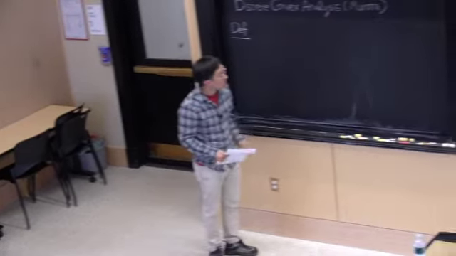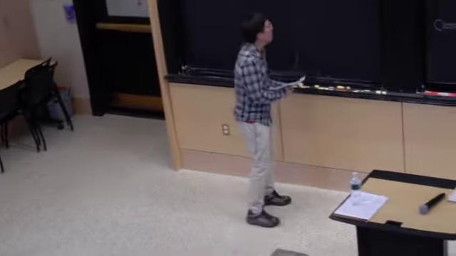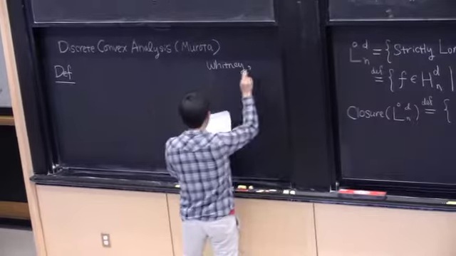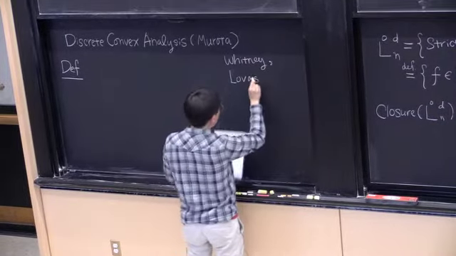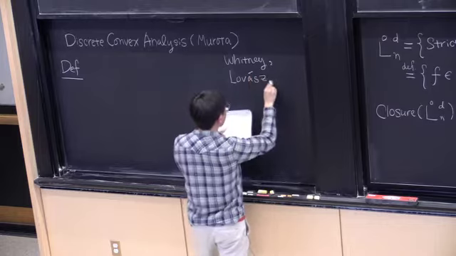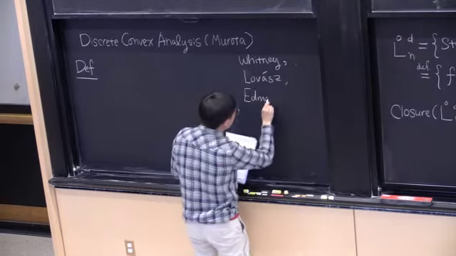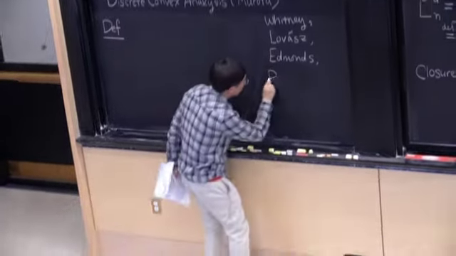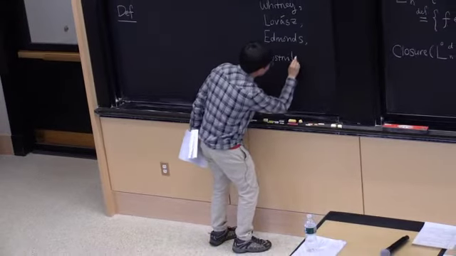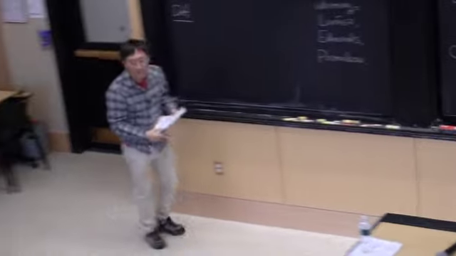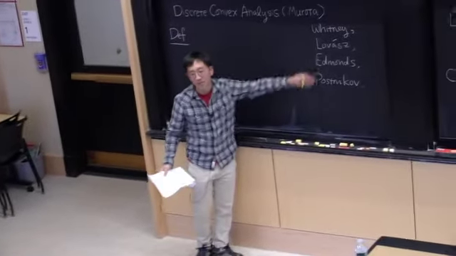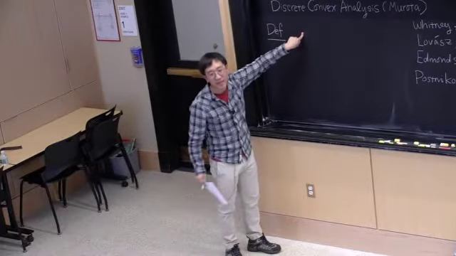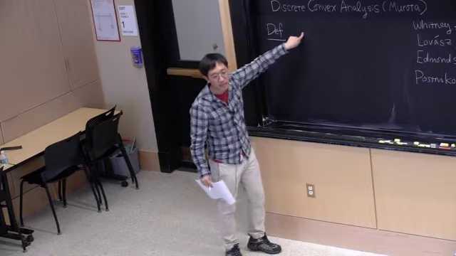Not just Murota's work, but building up on many people's work, including starting from Whitney and Lovász, and maybe Edmonds, and the person most relevant to this crowd may be the work of Postnikov and many others, who produced many different theorems over many decades to justify that what I'm going to propose here is the right notion of convexity for discrete sets.